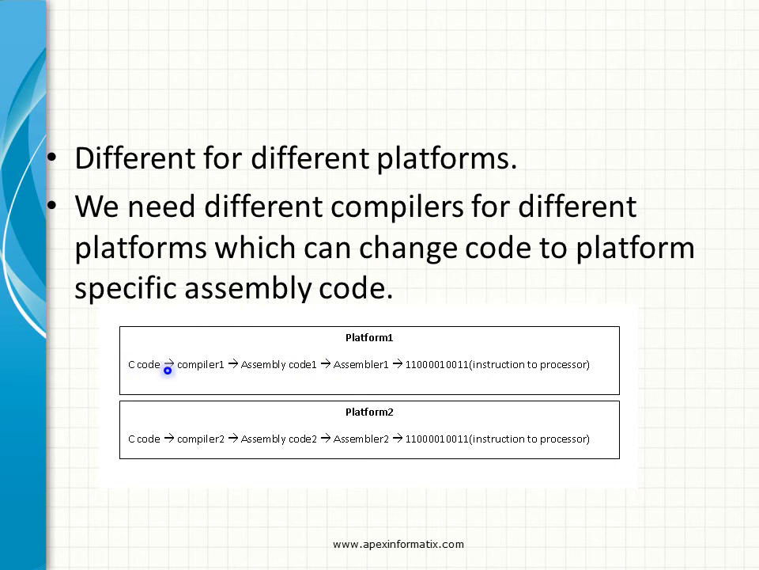As we know that C code is changed into assembly code and assembly code is platform dependent. So, assembly code for platform 1 will be different from the assembly code for platform 2. Therefore, the compiler which converts the C code into assembly code has to be different for platform 1 and platform 2. Hence, platform dependency was not removed in the case of the C language.